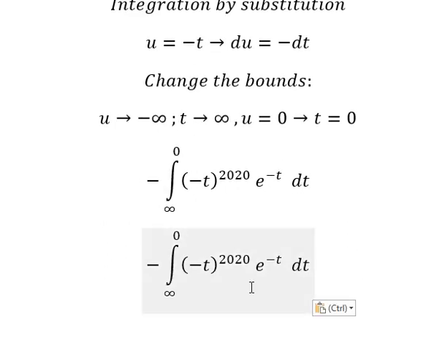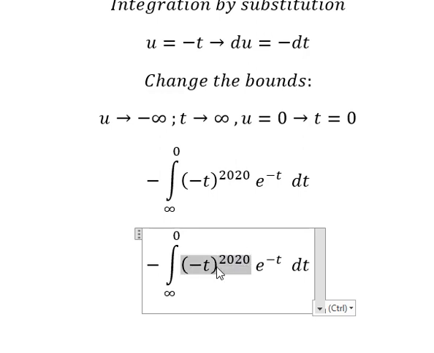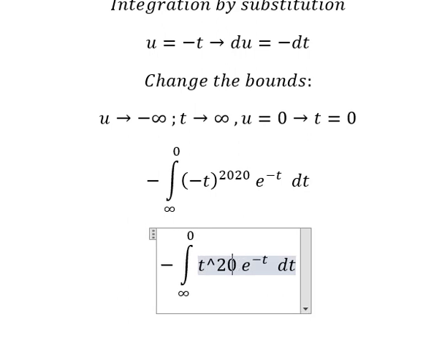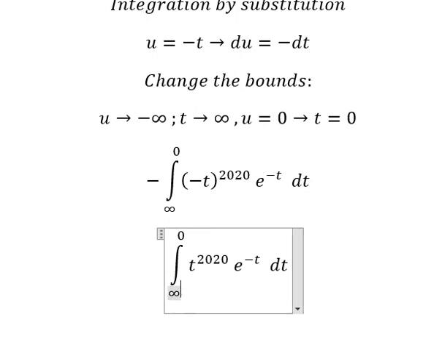Next, this is about even power. That means negative t to the power of 2020, we have t to the power of 2020. Because we have the negative sign, we can swap the top and the bottom together, and we have like this.